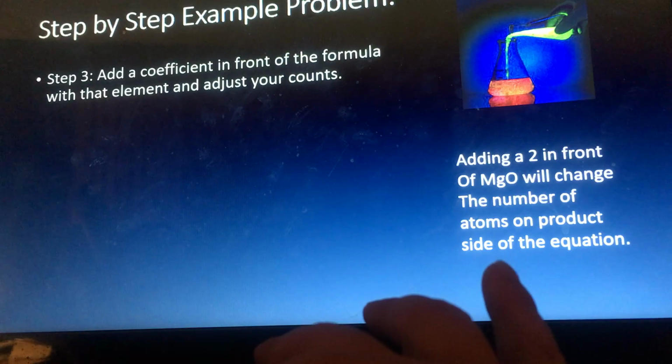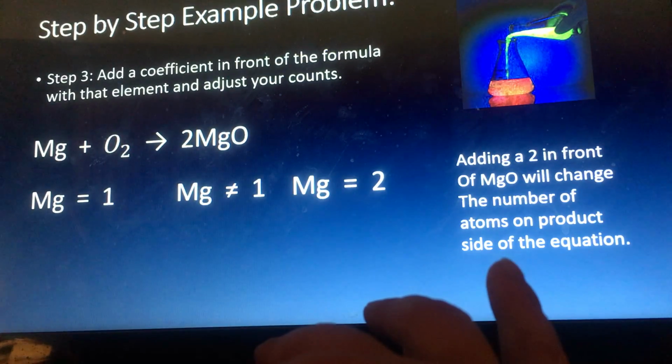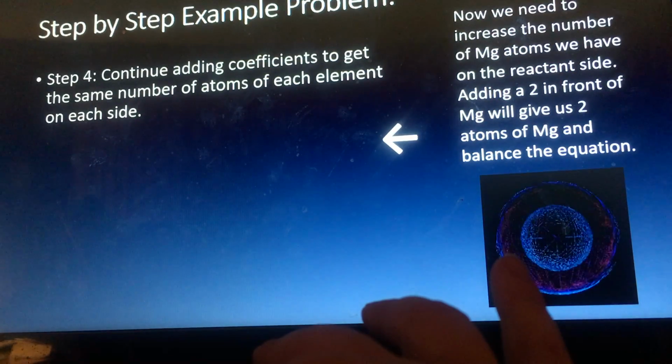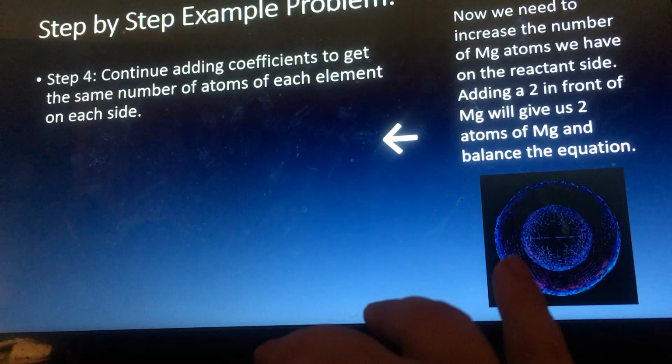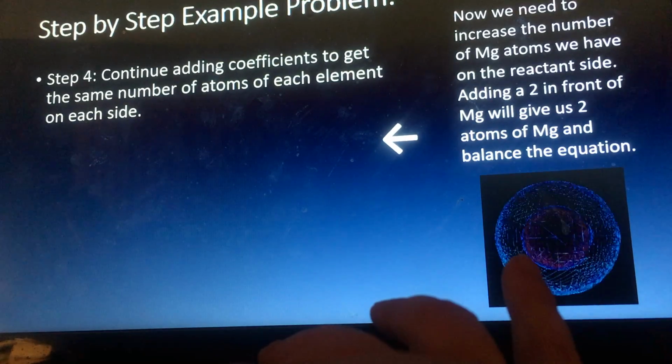Step 3, add a coefficient in front of the formula with that element and adjust your counts. So we have magnesium and oxygen. Adding a 2 in front of the magnesium oxygen will change the number of atoms on the product side of the equation. And then step 4, you continue adding coefficients to get the same number of atoms of each element on each side.